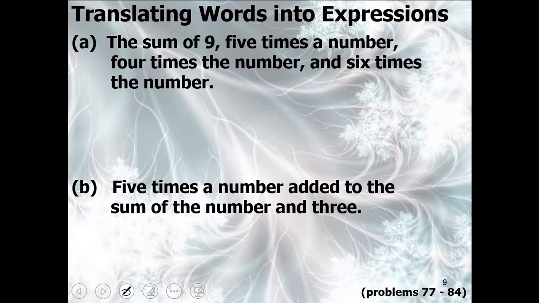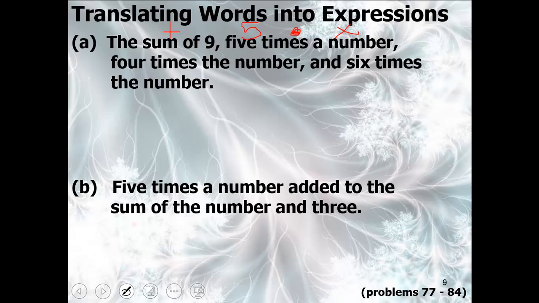All right, translating words into expressions, okay? The sum means we're going to add. The sum of 9, 5 times a number. 5 times a number says we're going to multiply, and I'm going to use x for my number.